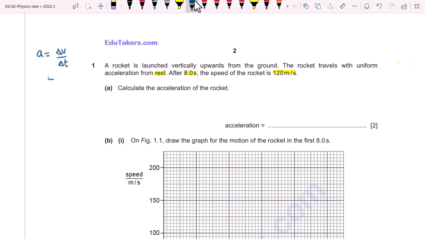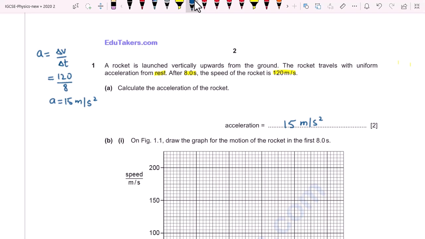So I put values here. Delta V is 120 minus 0. I have to take the change in velocity. So 120 minus 0 over delta T, which is time, given as 8 seconds. So acceleration comes to be 15 meters per second squared. The unit of acceleration is meters per second squared. So I write here 15 meters per second squared.